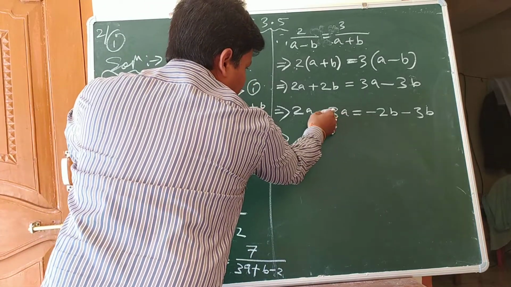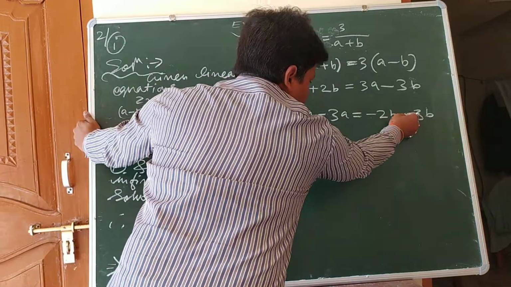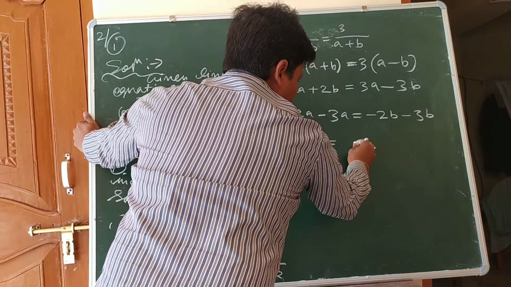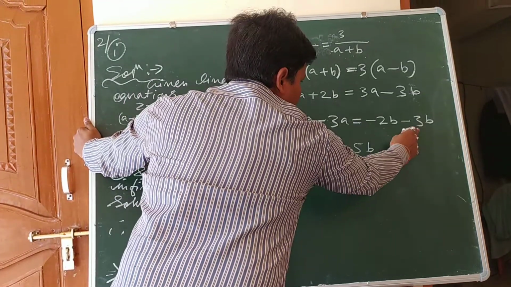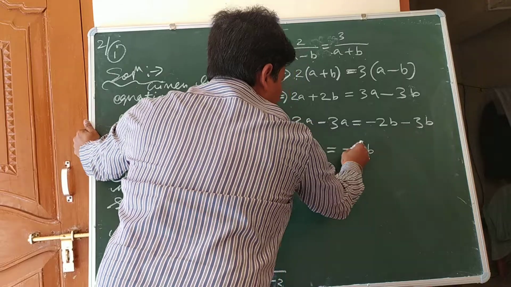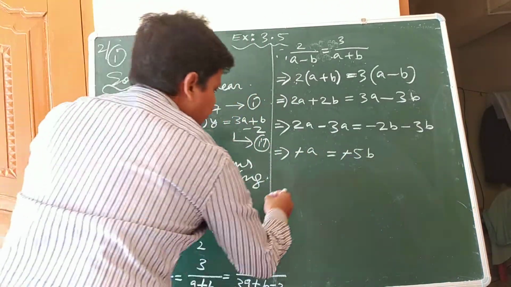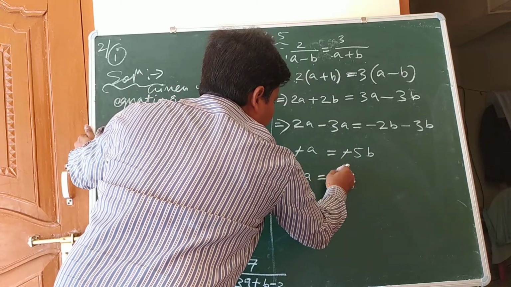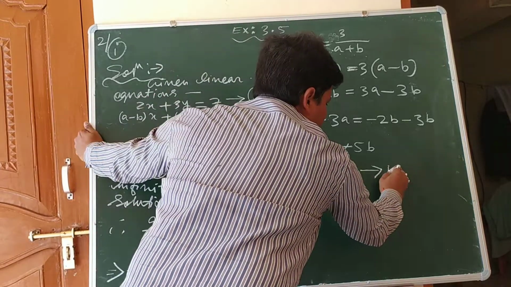But 3 is bigger, so the sign of the bigger number you have to give in the answer. And then 3 plus 2, 5. That means you have to do the addition, but which one is bigger? 3 is bigger, so the sign should be minus. Then both sides minus cancel. Therefore we are getting a equal to 5b, a relation between a and b.